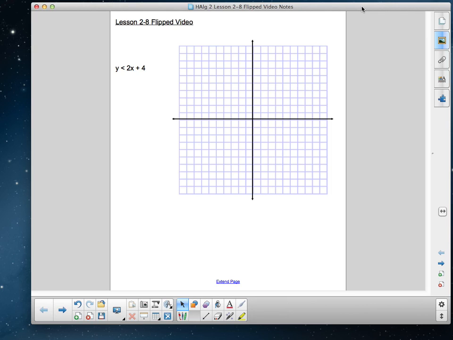This is going to make our line be a dotted line, because we can't include the line in our answer. It can't be solid because we can't include it. So again, it's going to be a dotted line. The way we graph this is the same way that we graph regular lines. We're going to start with our y-intercept. In this case, it's 4.